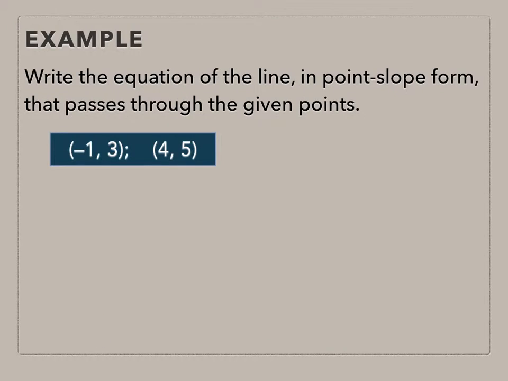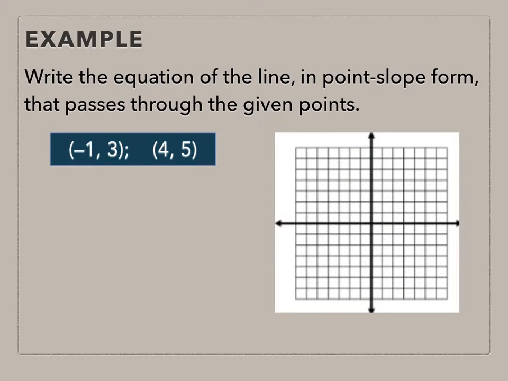Here we're given 2 points, -1, 3, and 4, 5. Let's plot those points. And let's draw the line that passes through the points. You'll notice the y-intercept is not a lattice point, so it's difficult to use the slope-intercept form. Let's use our point-slope form instead. We need a slope, right? So here's your rise and here's your run. The slope is 2 over 5, positive.